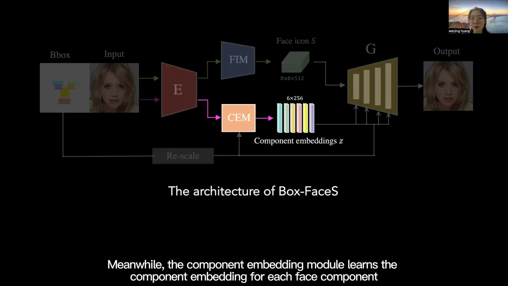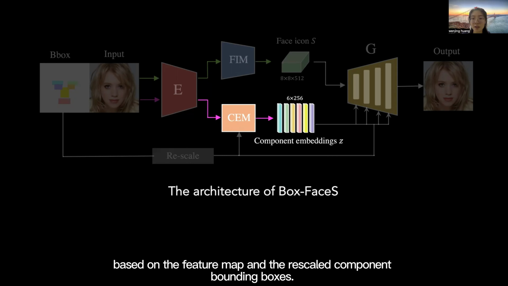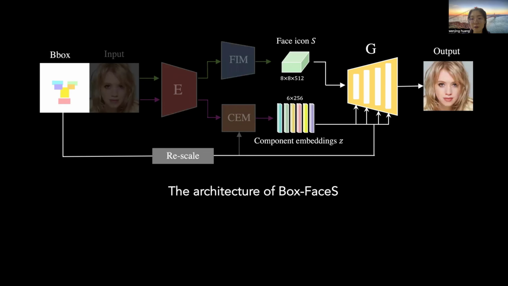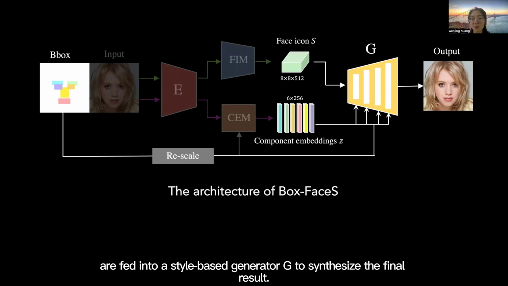Meanwhile, the component embedding module learns the component embedding for each face component based on the feature map and the rescaled component bounding boxes. Afterwards, the face icon S, component embedding C, and the bounding boxes are fed into a style-based generator G to synthesize the final result.